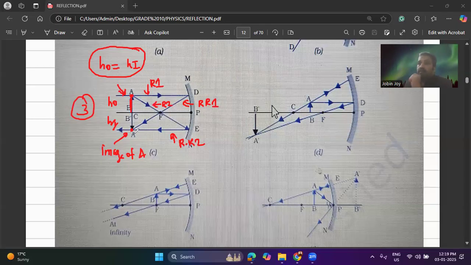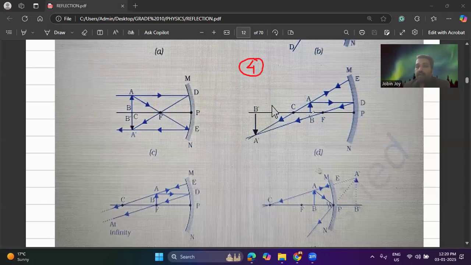Sometimes in your examination the question will be like this: if the position of the object is at the center of curvature, then what are the characteristics of its image? The first one is the image will be at point C. The second one is the height of the image will be equal to the height of the object. The third one is the image is real and inverted. Then coming to the fourth case.